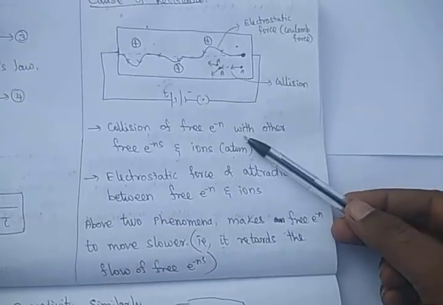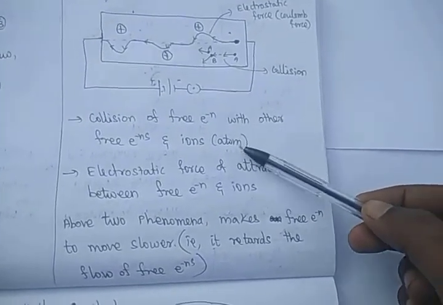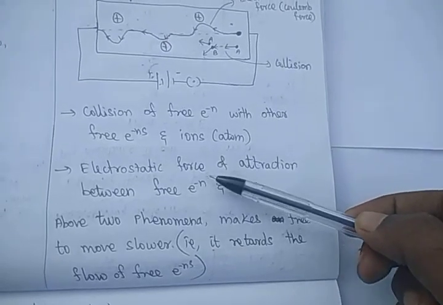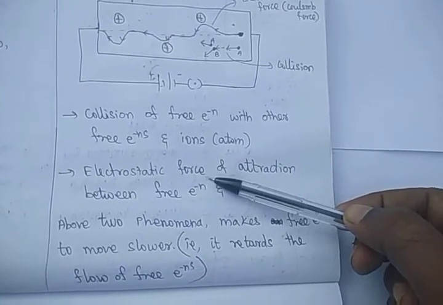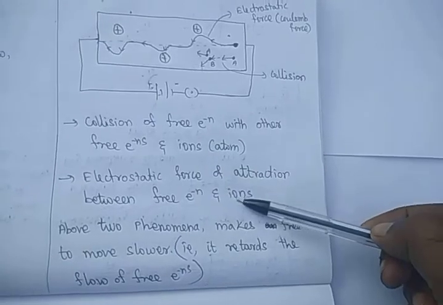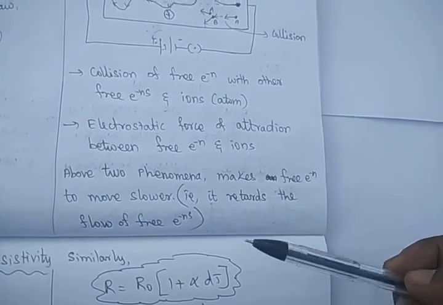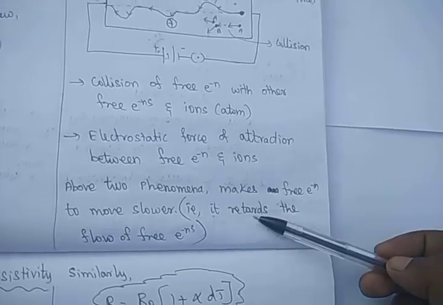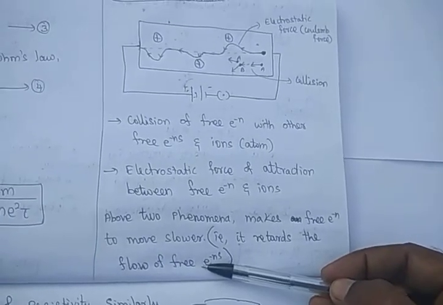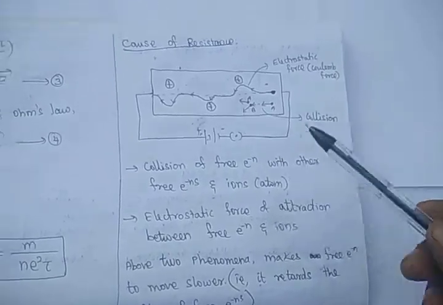Hence the collision between the free electrons and the ions, and the electrostatic force of attraction between the free electron and the ions, these two phenomena make the free electron move slower. That means it retards, it slows down the flow of free electrons. This is the cause for resistance.